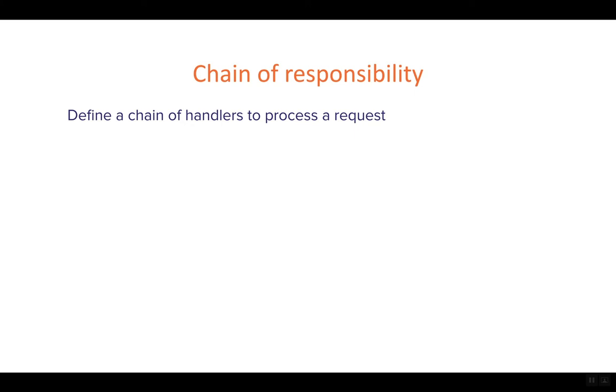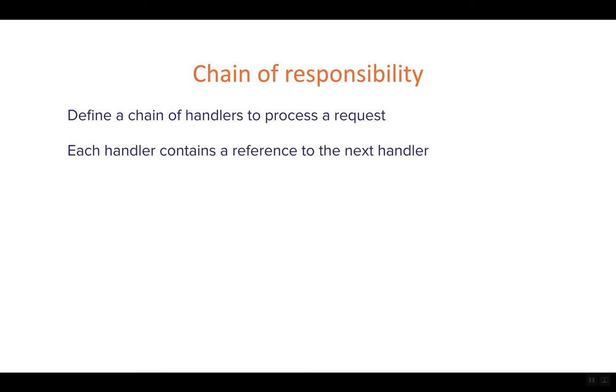This has some obvious advantages. So when you have multiple operations that need to be performed on a request, you can have a chain where each object in that chain handles its own operation, right? Rather than putting everything in a single class, you can have separate classes for separate operations. Okay, so that obviously helps with separation of concerns. So that is the main idea, defining a chain to process the request.